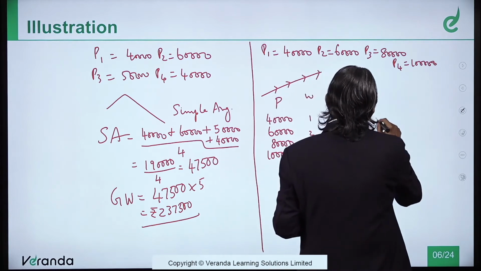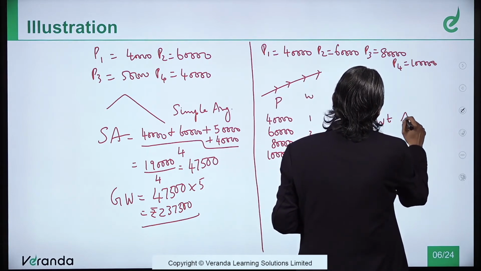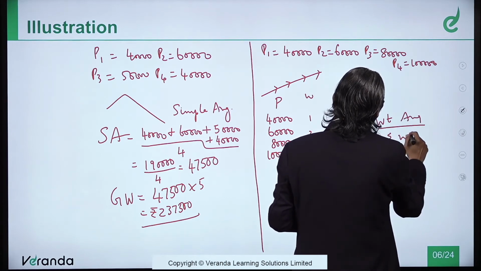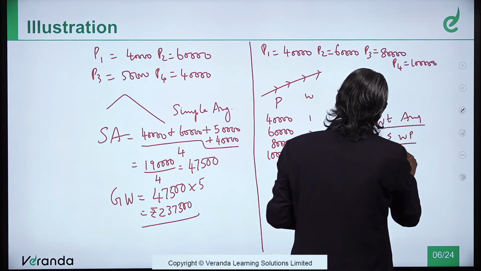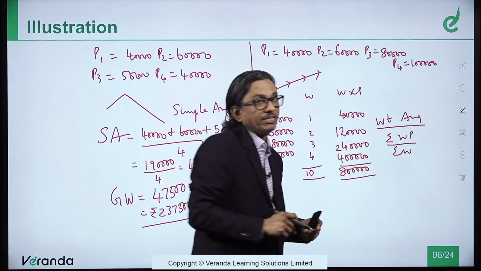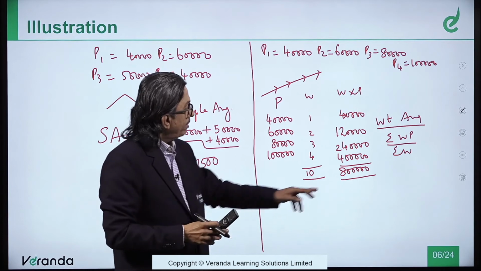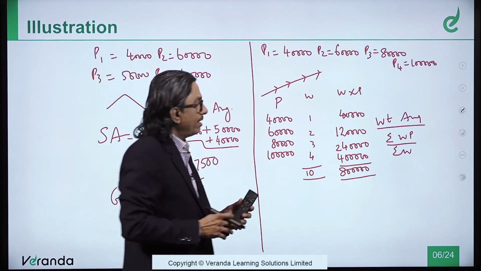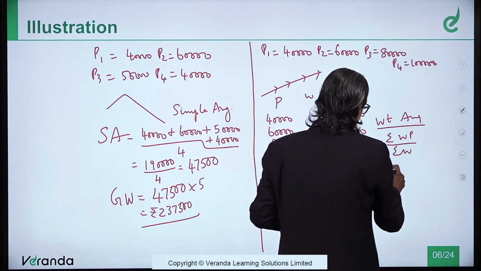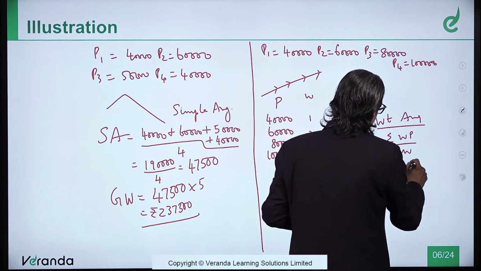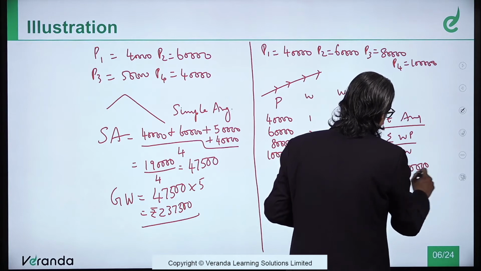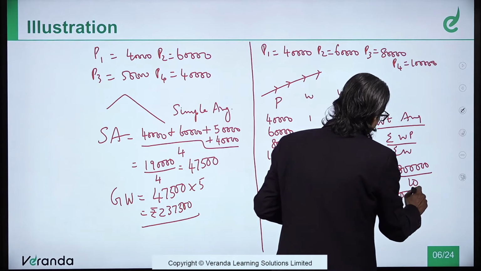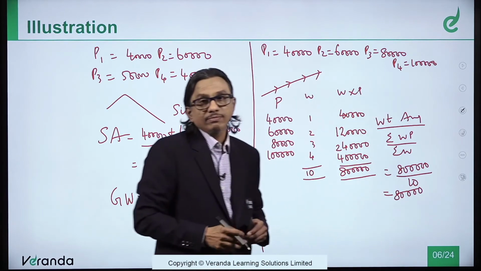Therefore, what is the weighted average? The formula is sigma WP divided by sigma W. Sigma means you know summation. So the total of weight into profit divided by total of weight will get you the average profit, which is equal to how much? 8 lakh divided by 10. So the weighted average profit is 80,000.